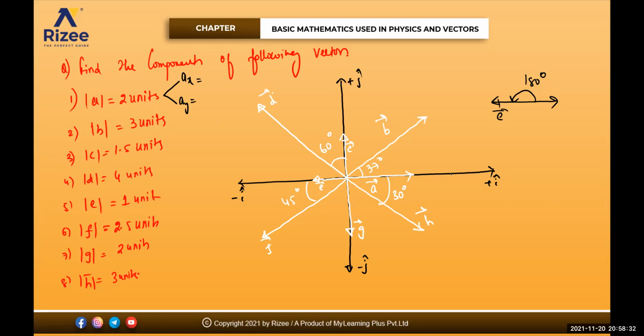Then G bar is making how much angle with positive x-axis? 180 plus 90. That means how much? 270. H bar is making how much angle with x-axis? 180 plus 90 plus 60, sir. Sir, I didn't get this.